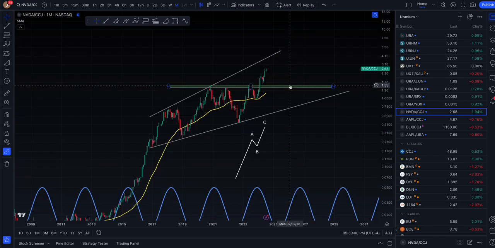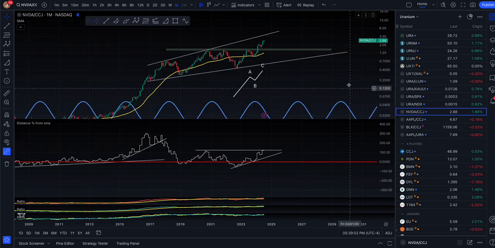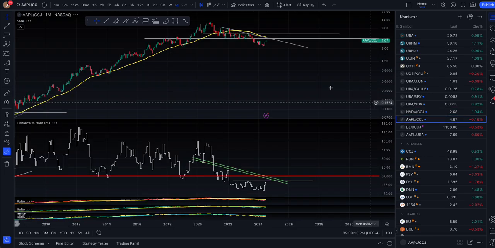But NVIDIA is just so strong. It is so strong, and the AI craze is nuts. It's where all the money is right now, and we're kind of looking for this rotation, hopefully, into CCJ. So I'll keep an eye on this one, and we just don't know. We do not know as of today.